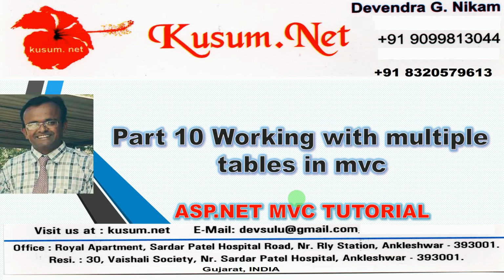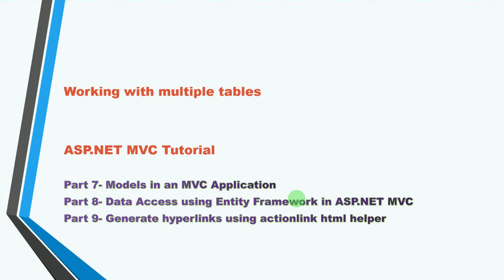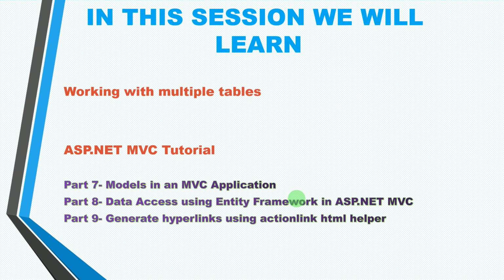This is the ASP.NET MVC tutorial and you are going to watch part 10, working with multiple tables in MVC. In this session, you will learn working with multiple tables. Before watching this video, please watch my parts 7, 8 and 9. In part 9, I created hyperlinks using the ActionLink HTML helper, right? We will use this hyperlink in these multiple tables to go from one table to another table, right?